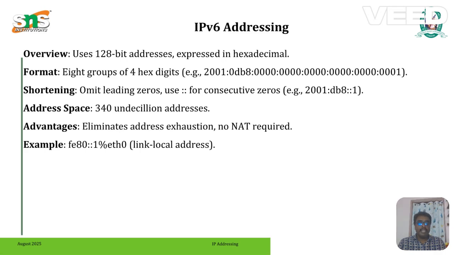Next comes IPv6 addressing. In IPv4, the major problem is the exhaustion of address space. So we are using IPv6, which uses 128-bit addressing, which is very huge. It comes as eight groups of four hexadecimal digits, where we may omit leading zeros or continuous zeros. We may have 340 undecillion addresses. It also eliminates the IPv4 problem of address exhaustion, which we have discussed many times, and there is no need for network address translation, which is essential in IPv4.